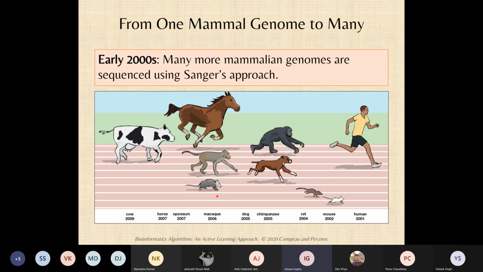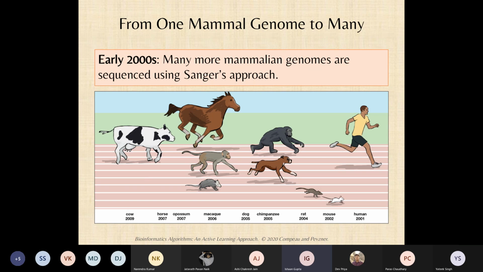Since then, many more genomes have been sequenced. The cow genome was sequenced more recently, in 2009. Then you had the horse, the mouse, the macaque. Macaques are basically the monkeys that live very close to where human settlements are. Then chimpanzees, dogs, rats, mice. Mouse, rat, dog, chimpanzee, macaque, these are all organisms on which a lot of pharmaceutical testing happens, and cows are important for animal husbandry and agriculture.